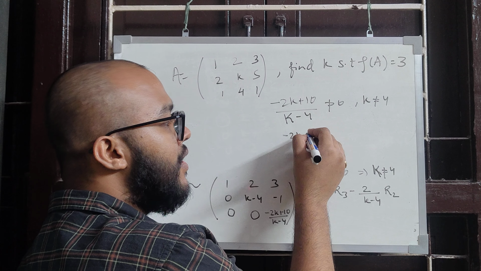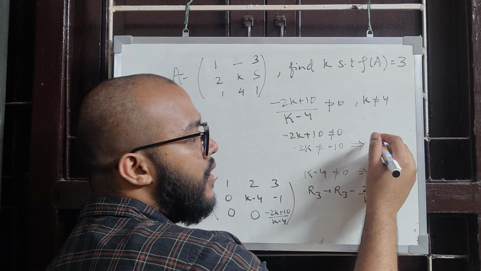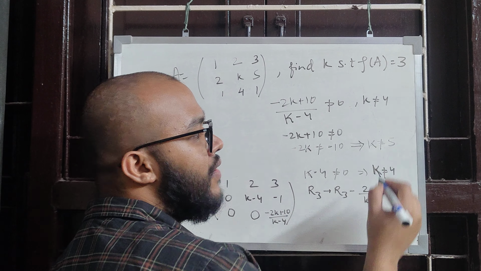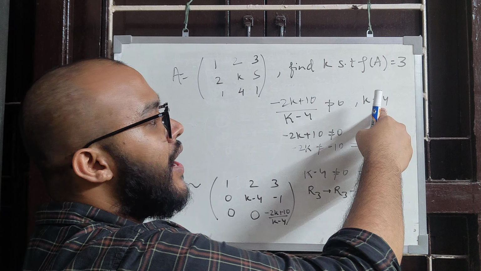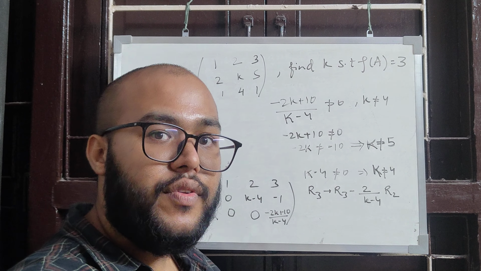So minus 2k is not equal to minus 10. We take 10 to this side, so this is minus 10. This implies k can't be 5. We already have the condition that k can't be 4, and now we got the condition that k can't be 5. So we have to take k other than 4 and 5 to make the rank 3.